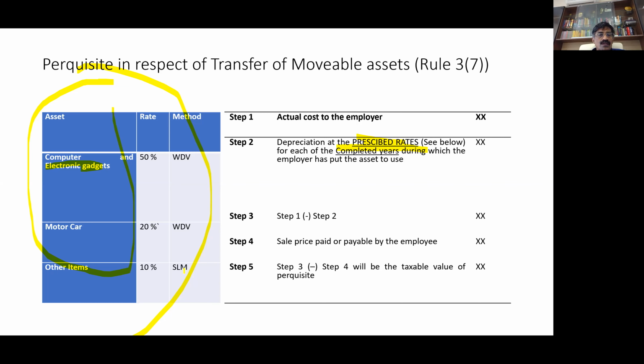What is very important to note here is the first one, computer and electronic gadgets. If the examiner gives a refrigerator, so many students apply 50%. For a refrigerator, you cannot apply 50% because a refrigerator is not an electronic item. It's only an electrical item. Electrical items will come at 10%. If a microwave is given, you should apply 10%. If a mobile phone is given, you can apply 50%. If a PlayStation is given, you can apply 50%. They are all electronic gadgets.